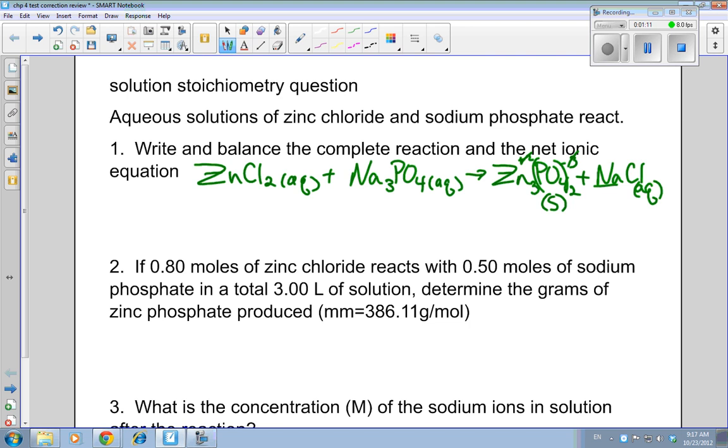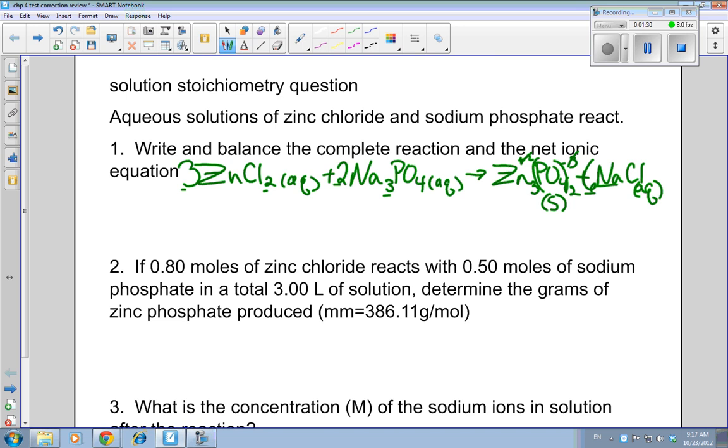So then we need to balance, and so we have 3 zincs on the product side, so we need them on the reactant side. We have 2 phosphates, so then 2 times 3 for our sodiums, 3 times 2 for our chlorine, works out to be a 6 for our sodium chloride.